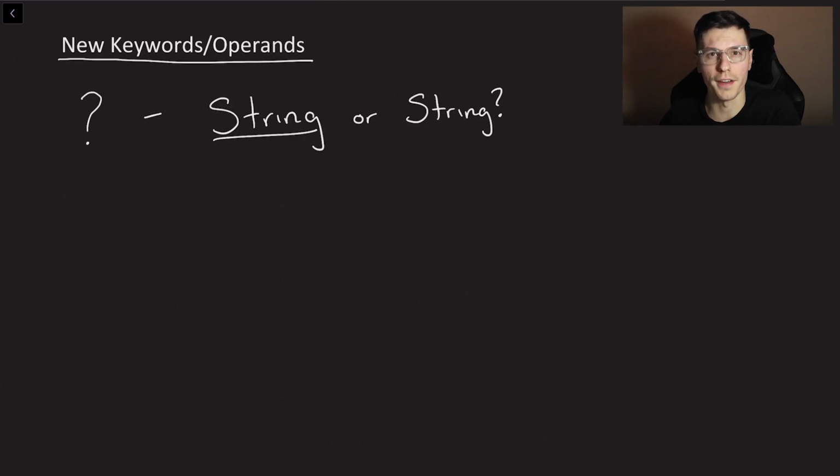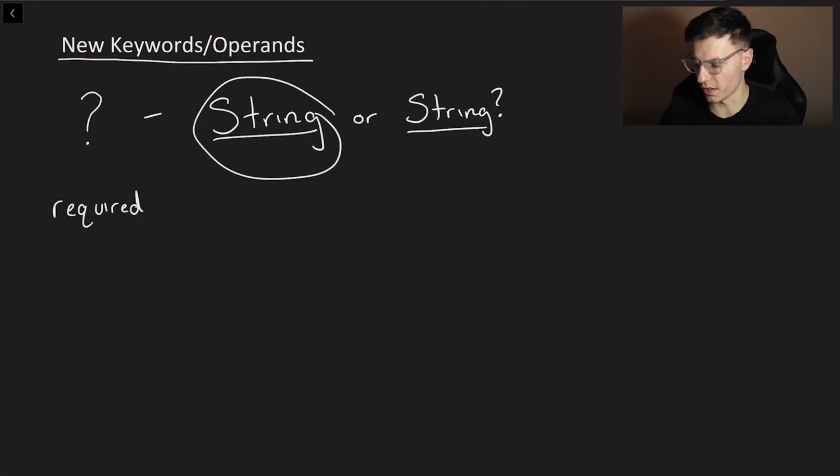But then if we do want it to have the null case, we put a question mark right after the string, and now we have a nullable string. So if we have a named constructor with a value that we actually need, a value of this type, which is non-nullable, you will need to use the keyword required in the constructor to let whoever is creating that object know that this is required.